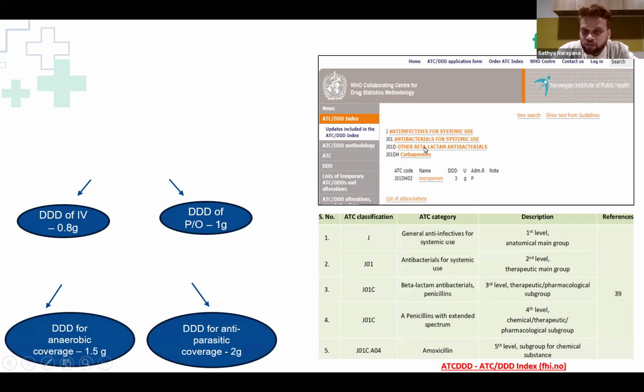J01D. This deals with other than beta lactams, and to indicate that particular antibiotic, it again would be having another tag, where the last three digits would be denoting the particular antibiotic. So this is the way they differentiate from the initial anti-infective category to a particular antibiotic. So this is the proposed way by WHO.